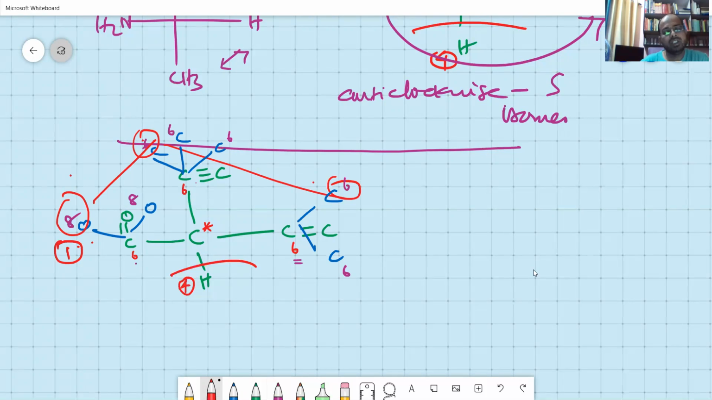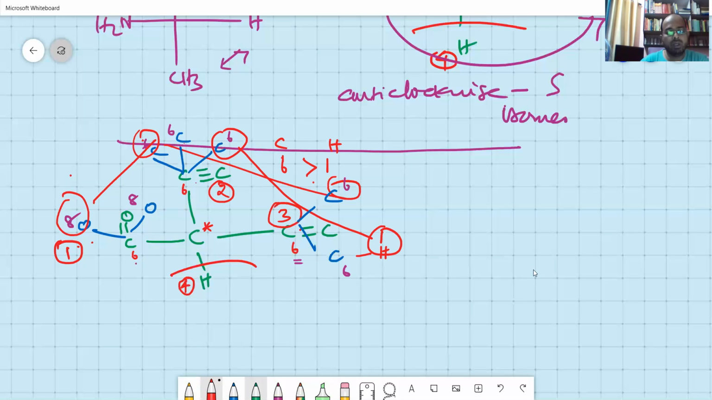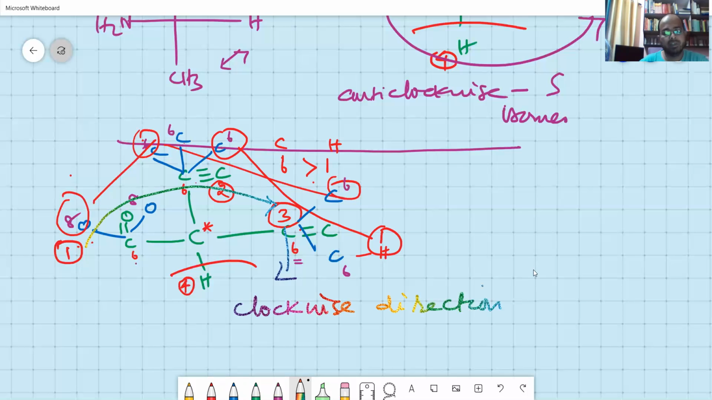And out of these two, the next carbon atom is also 6 here, and here the next carbon atom is also 6. And the next atom obviously will be hydrogen here, which will be 1. But here, the third one is 6. So you can compare these two. 6 is greater than 1. Carbon atom is greater than hydrogen atom. Therefore, this gets the second priority, and this is the third priority. So overall, you can see that if you go from 1, 2, and 3, you are going in a clockwise direction. Therefore, it is R isomer.